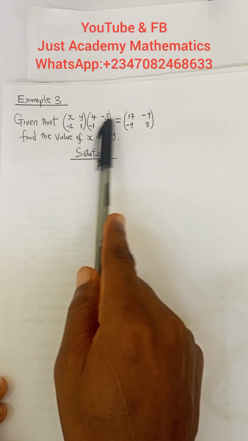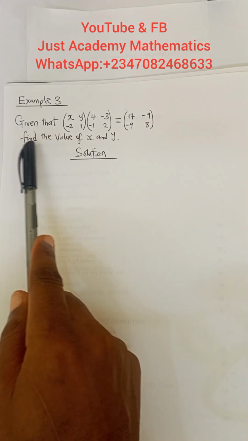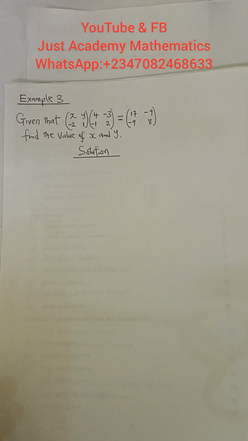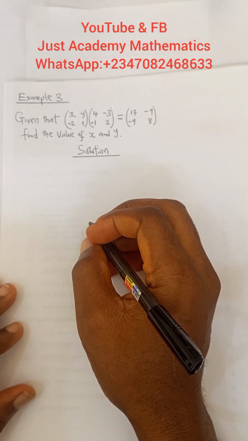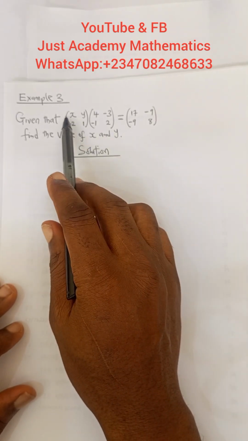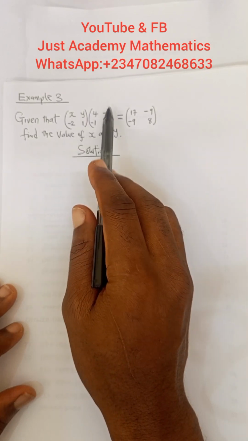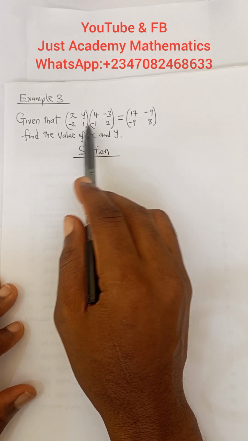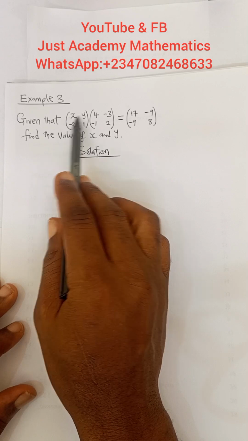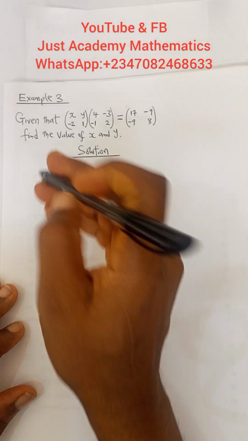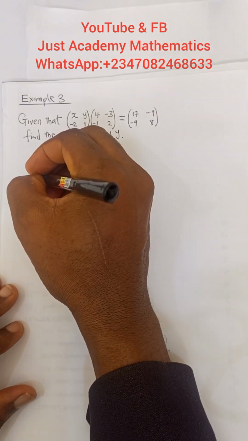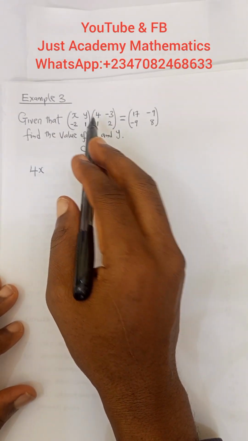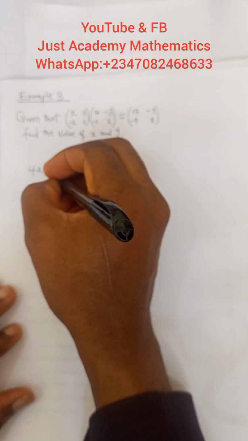Now, we are given that this matrix multiplied by this matrix is equal to this matrix. Find the value of x and y. Since you know the procedure for multiplication, that is exactly what we are expected to do here. Remember, it is row times column, row times column, row times column, row times column. So let's go. Row times column, x times 4 is 4x. And y times minus 1 is minus y.